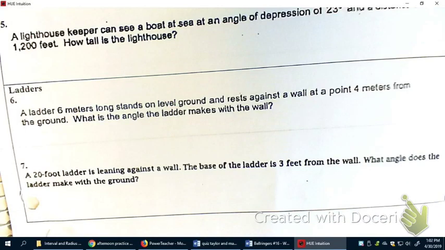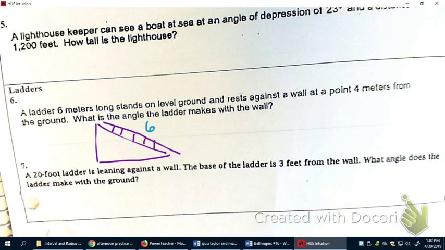Okay, so number 6. A ladder 6 meters long stands on level ground and rests against a wall at a point 4 meters from the ground. Here's my triangle. Here's the ladder. So because the ladder's leaning against the wall, the ladder's there. Okay? The ladder's 6 meters long, so where's the 6 going to go? Where the ladder is. It rests against a wall at a point 4 meters from the ground.